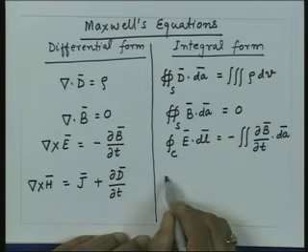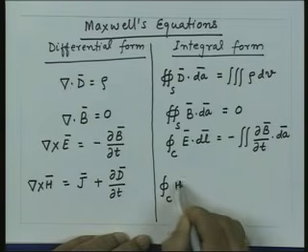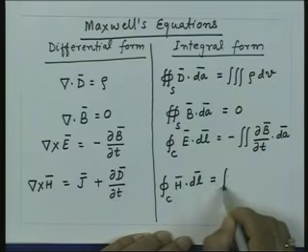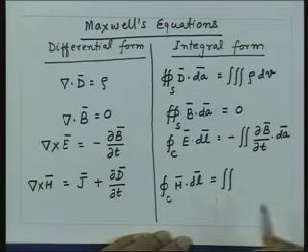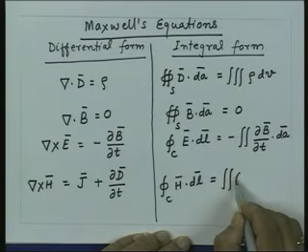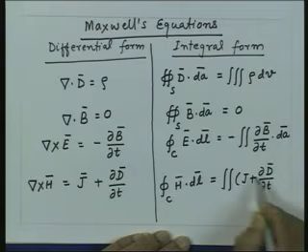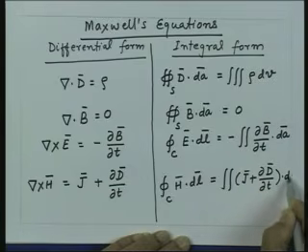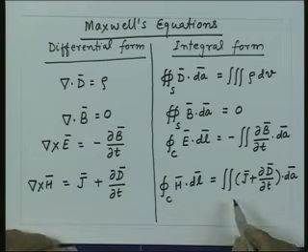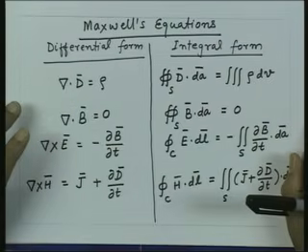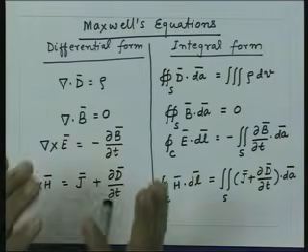In the integral form, the same thing is: over this contour, H dot dl is equal to the total current enclosed. So, that is J plus dD by dt into dA. So, now these are the set of equations which govern the total phenomena of electromagnetics for static as well as time varying fields.